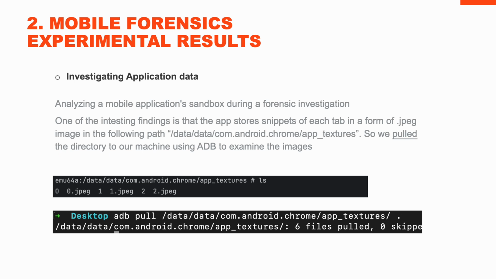As for the second part of mobile forensics analysis, we examined the application sandbox, and this was essential to expand our analysis and investigation. Since we have root privileges, we were able to access the application sandbox, and again in our case we focused our investigation on Chrome. So using ADB, we were able to pull some images from inside the application sandbox. As you can see, we found a couple of images in the app_textures path.